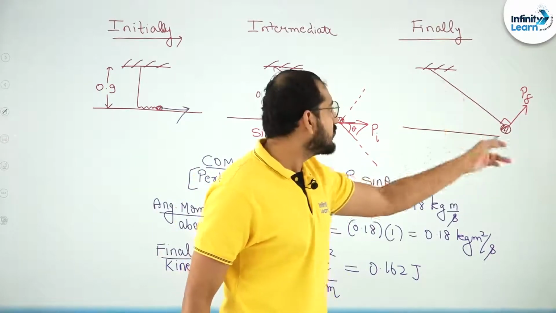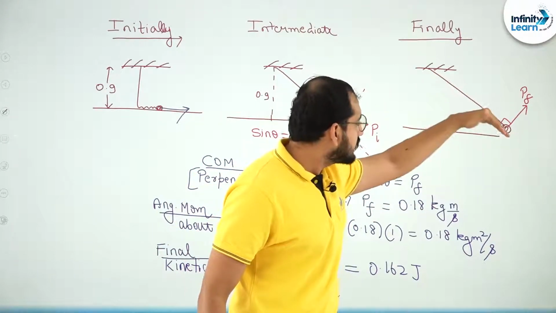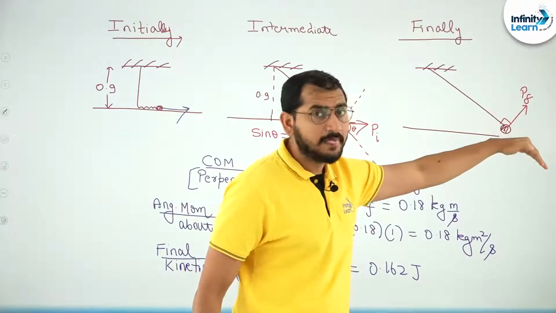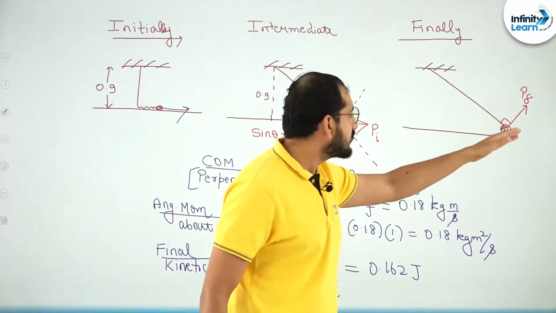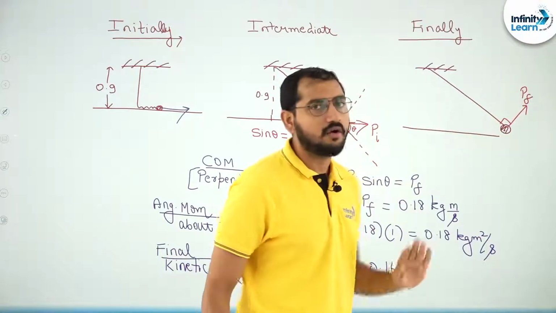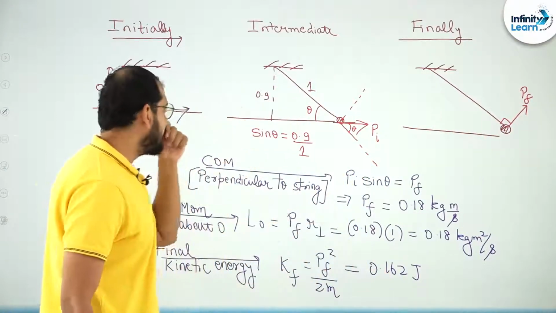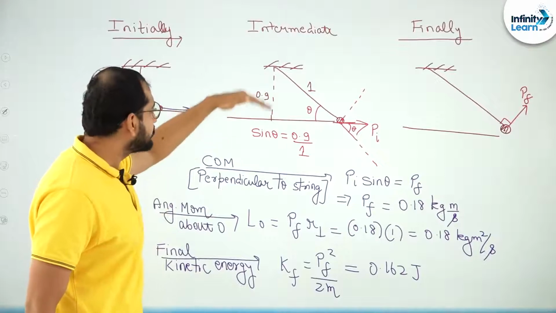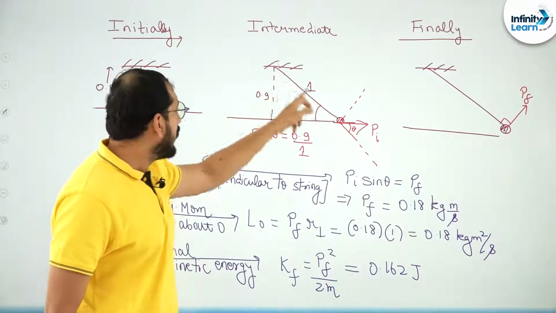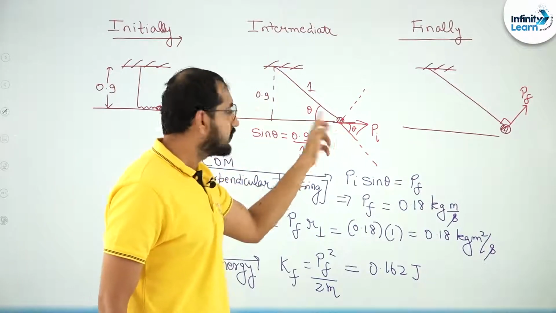Okay, because the further stretching of this string cannot happen in this direction. So whatever the velocity, that velocity will be perpendicular to the string only. Okay, so in this one, what I have done, 0.9 is the height given to us, 1 is the length of the string given to us.